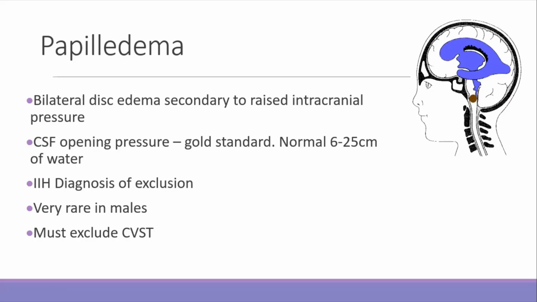Normal is 6 to 25 centimeters of water. Remember that IIH is a diagnosis of exclusion. So again, a detailed history and examination is crucial in cases of papilledema. Remember, IIH is very rare in males. So if you get a male patient with a normal MRI, dig deeper for a cause, right? Always exclude cortical venous sinus thrombosis. So an MRV is a must.